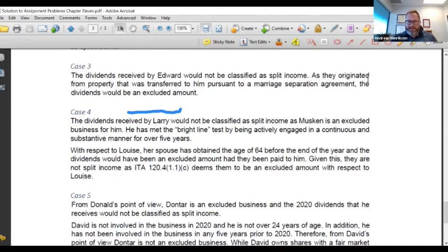Larry is 66 and Louise is 59. They've been married for over 20 years. So their ages, again, ages can be very important, are very important under this legislation.